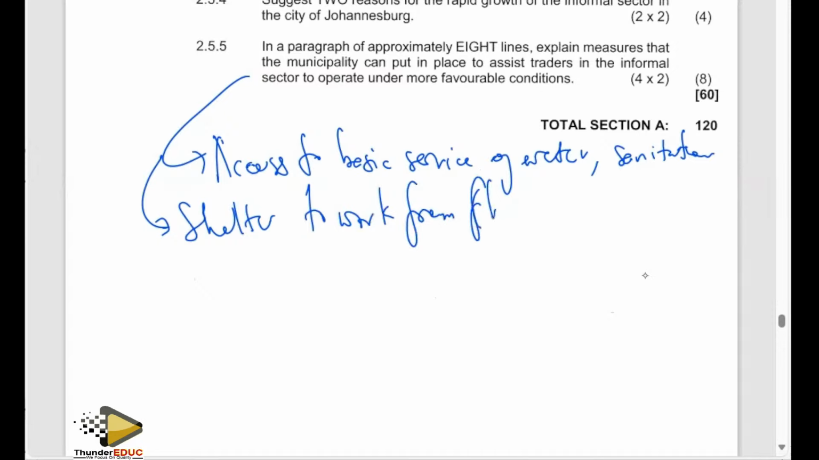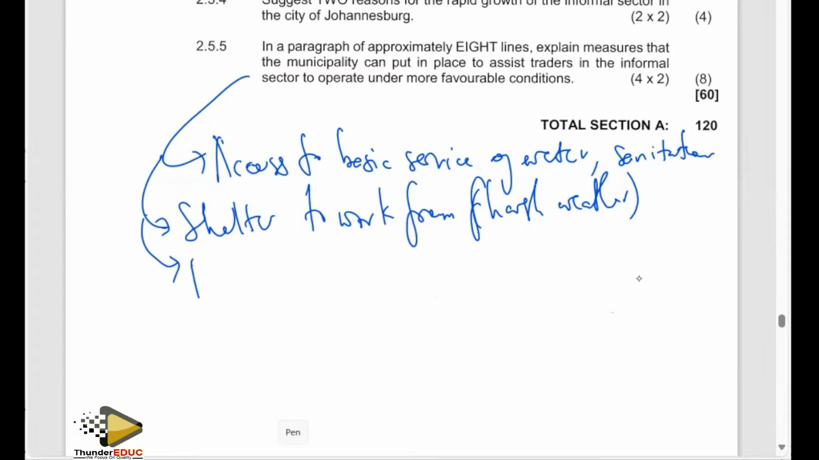And usually because of harsh weather conditions, the informal traders usually are faced with harsh weather conditions. On a cold day, they are faced with the coldness. On a rainy day, sometimes they can't even operate. So if the government can provide shelter facilities to accommodate them to do their businesses, that can also be a positive move towards them being afforded a chance to have favorable conditions in their work.